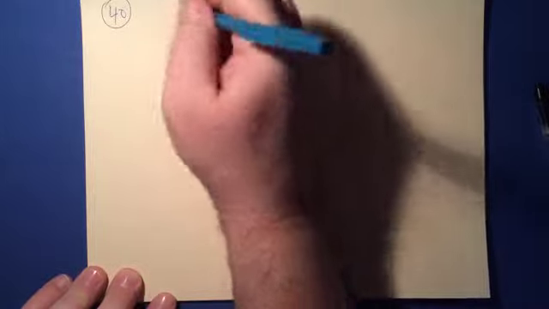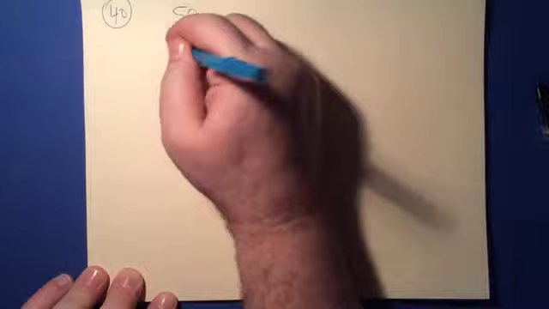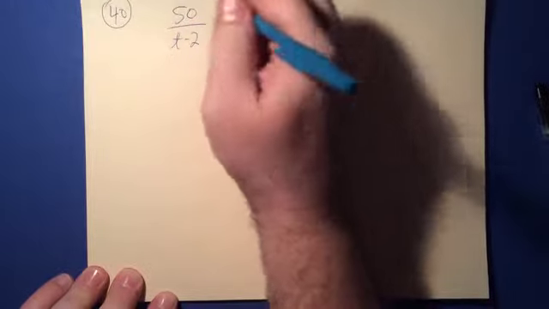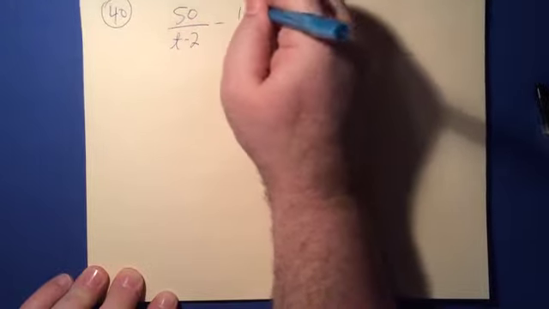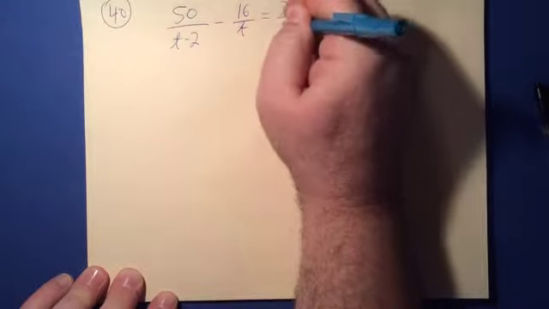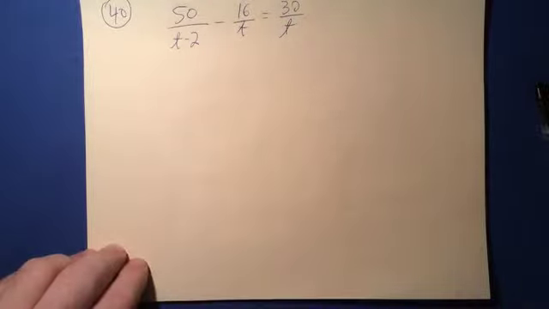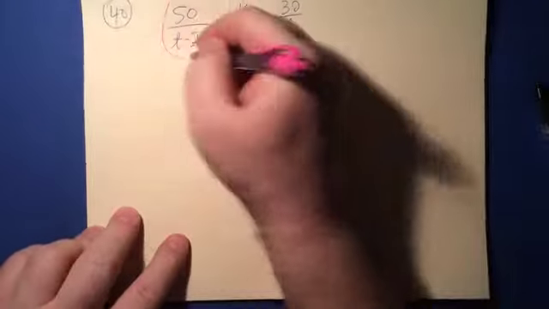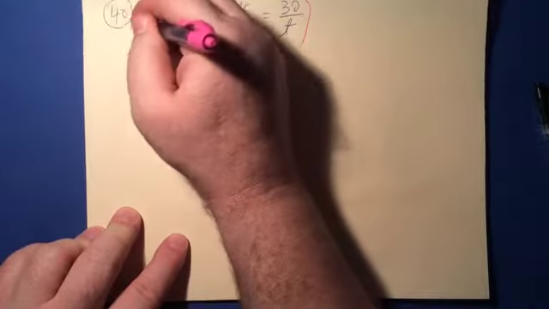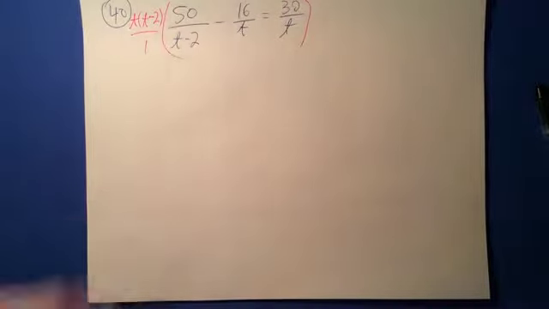In question number 40, we have 50 over t minus 2 minus 16 over t equals 30 over t. So in this question now, we have t minus 2 and we have t. So I'm going to go ahead and multiply the whole thing by t times t minus 2 over 1. And let's see what reduces as we distribute this.